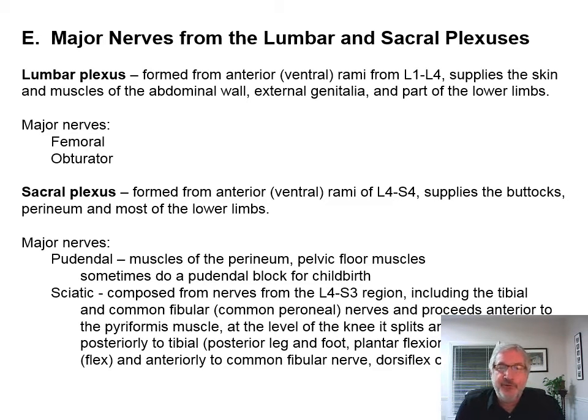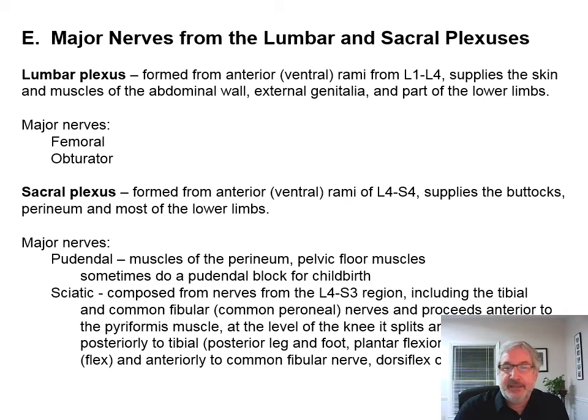Okay, the major nerves coming out of the lumbar plexus. The lumbar plexus is in the lumbar region. Major nerves are the femoral and the obturator. You may remember the obturator foramen from the pelvic bone, and we'll take a look at that in a second. So what do you think goes through that hole? It's called the obturator foramen.